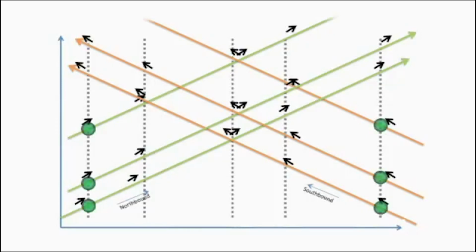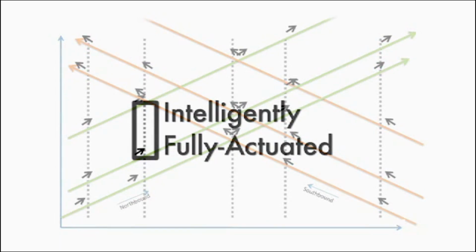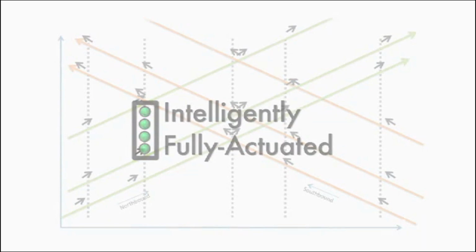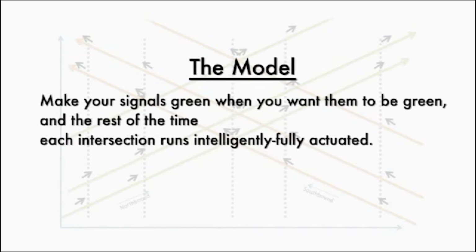At each signal, the InSync's global optimizer serves the coordinated movement to progress platoons of vehicle through the time tunnel. Then InSync turns control over to the local optimizer to intelligently serve the best phase combination or phase pair and green times based on real-time actual traffic demand. Here is the entire model. If you had the power to turn your coordinated movements green when you wanted them to be green, and rest of the time the signal ran intelligent actuated, that is the model.